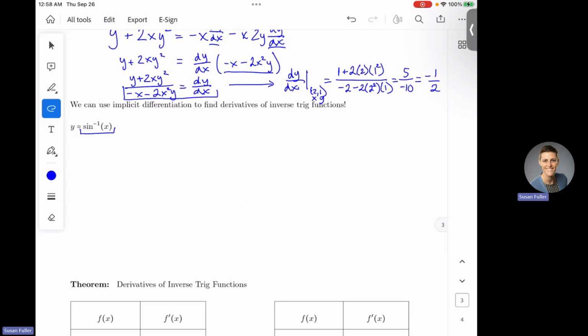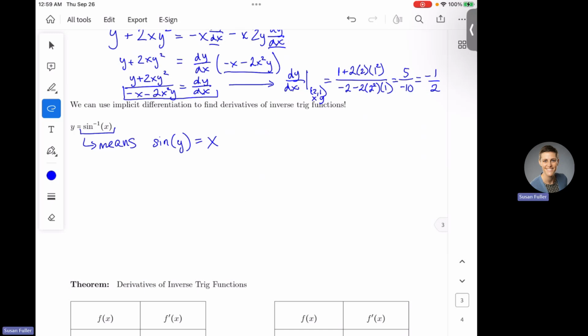So right now we don't have a rule for this guy, but we can use what an inverse function means, and implicit differentiation, to figure out what the derivative of this thing is. Okay, so an inverse function, y equals sine inverse of x. What this really means is that the sine of y, the sine of the angle y, is equal to the ratio x. And x represents the ratio opposite over hypotenuse, right? Whatever ratio we get out from the triangle.